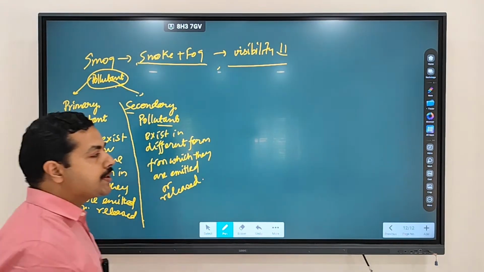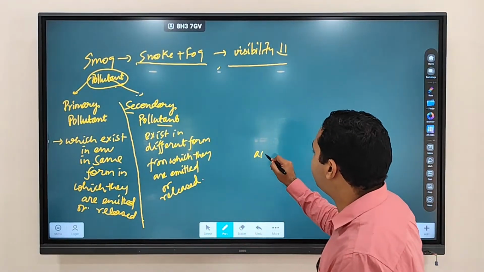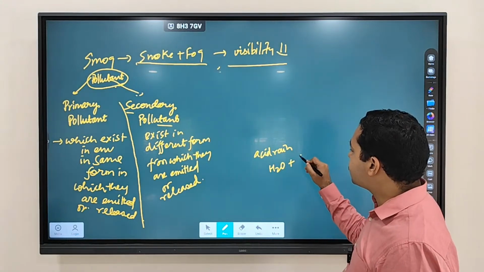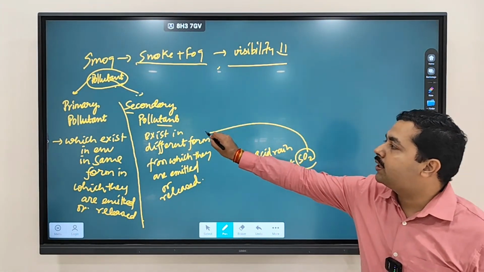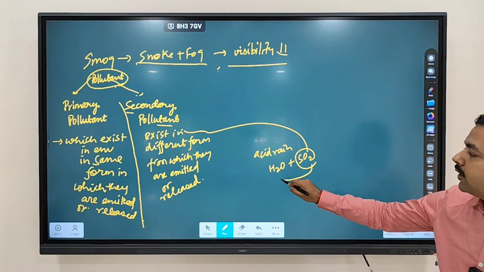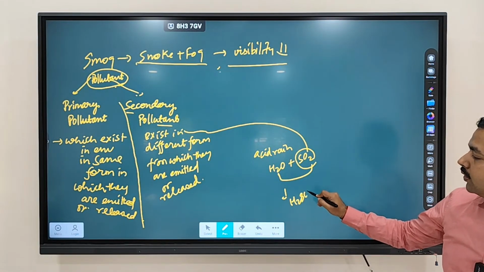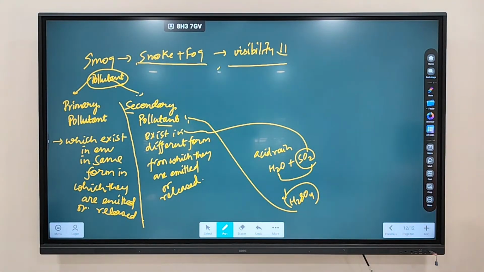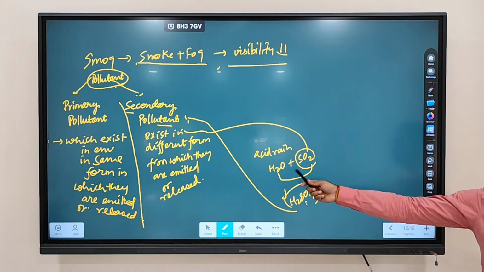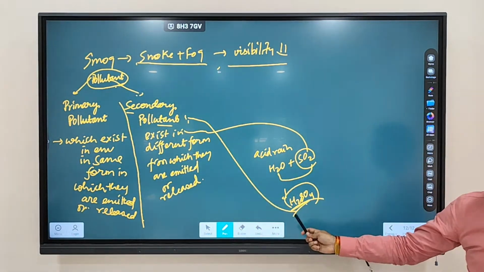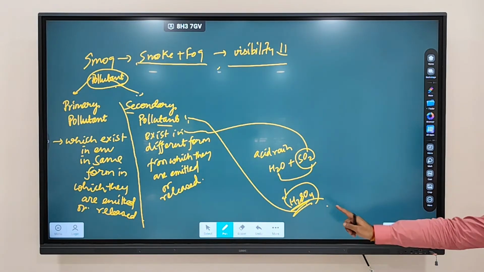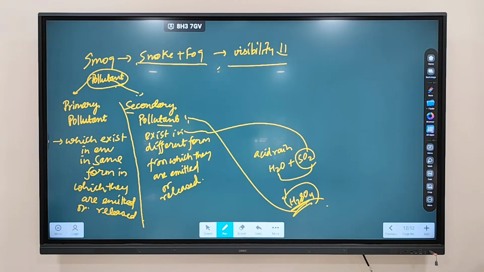For example, we have discussed something about acid rain. What is acid rain? We discussed sulfur dioxide, which is emitted. When it reacts with water, it forms what? Sulfuric acid. So it is going to be which type of pollutant? Secondary pollutant, because it is formed due to some reaction. Sulfuric acid is not emitted in this form. It is formed due to reaction. So it is a secondary pollutant. Clear? Any doubt regarding this particular part?